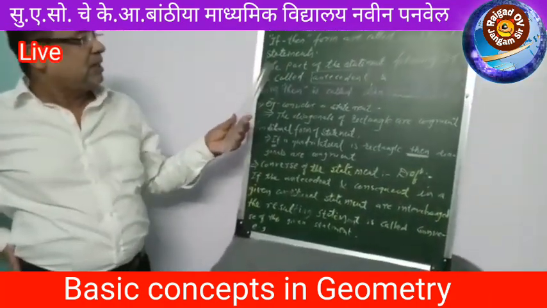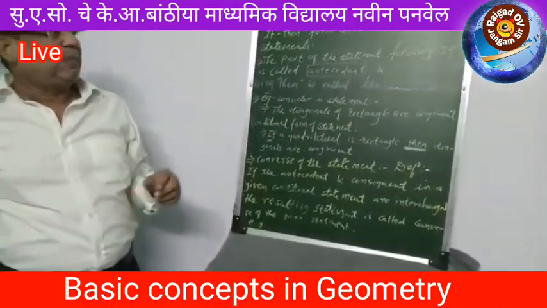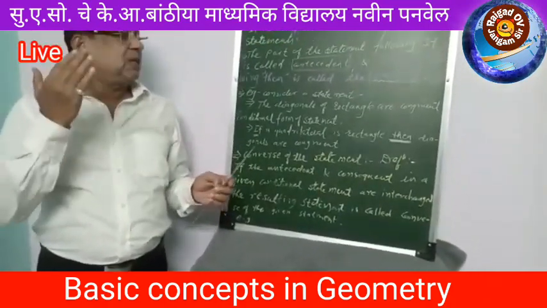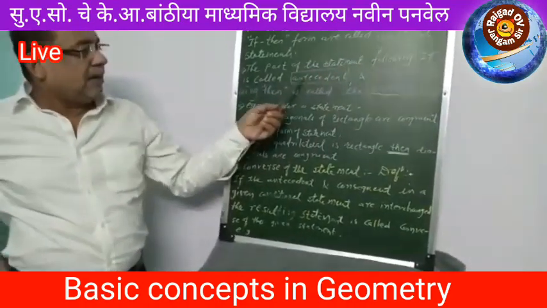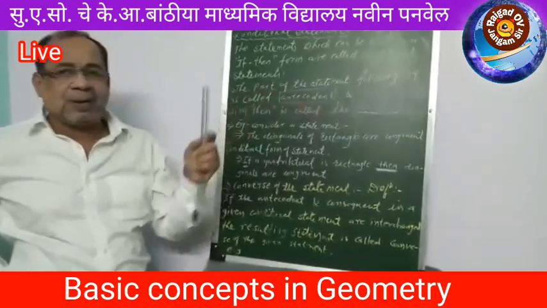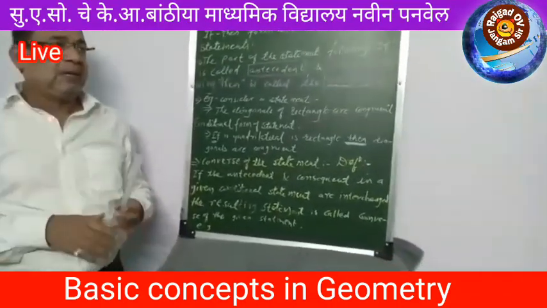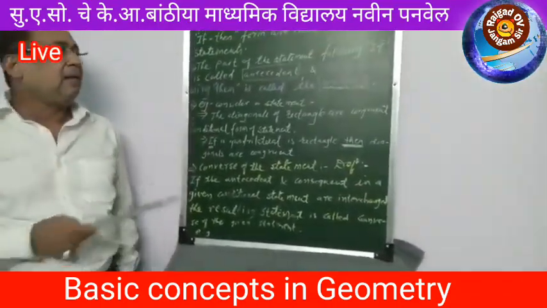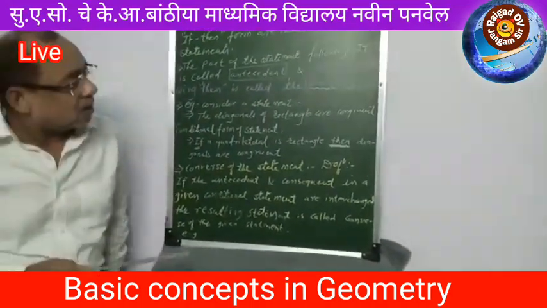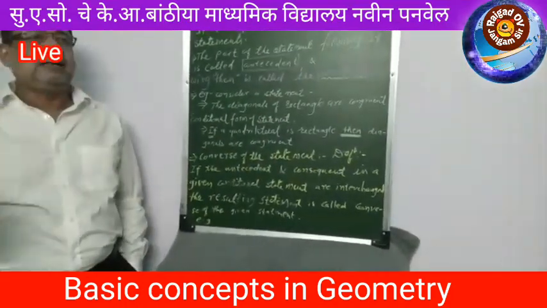First of all, we see here the part of the statement following if. It means that the first part of the conditional statement, which follows if, is called antecedent. You remember these both the words, antecedent and consequent. What is meant by antecedent? The part of the statement following if is called antecedent, and the part following then is called the consequent. Consequent means the next sentence.